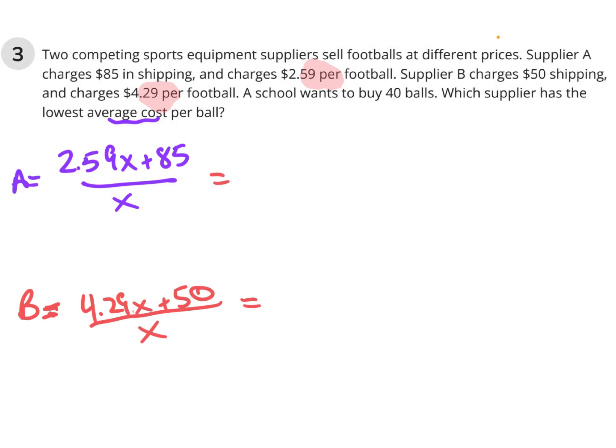Okay, so after we hit second graph, we scroll down to 40. Supplier A at 40 balls is about $4.72 per ball, because we're dealing with money and you can't have 3 digits behind a decimal, so you have to round to 2 digits. All right, for supplier B, we're about $5.54 per ball. So I would choose supplier A because it's cheaper per ball. It gives you a cheaper overall average cost.